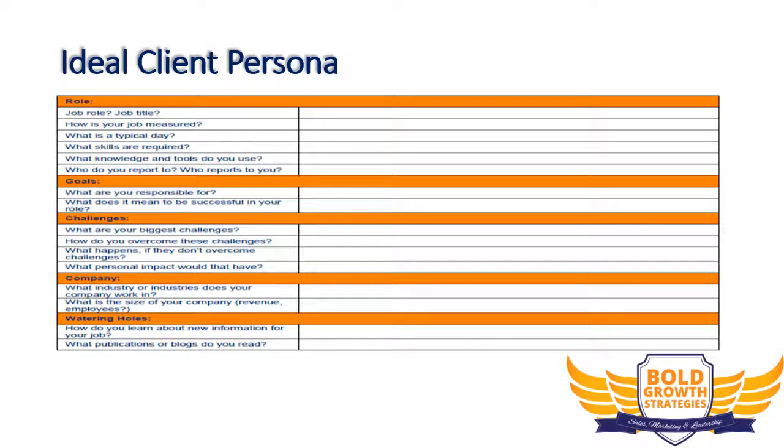Now, here's an example of a business to business ideal client persona. And we're looking for job role, job title, how is their job measured, what's their day look like, where do they hang out, what skills do they have, what are their goals, what are their challenges, what type of companies do they work for, how many employees do they have, what industry are they in, what kind of revenue do they have, what kind of associations do they hang out in, what kind of information do they need for their job, what kind of publications are they reading, what kind of blogs do they read, what websites do they hang out on. So there's a lot more information that we could gain on our ideal clients that we could then go on to share with our networking group.